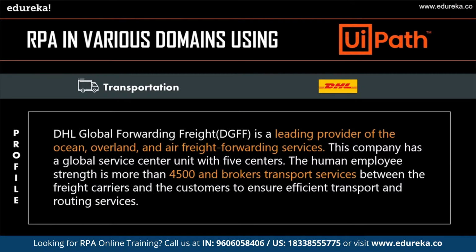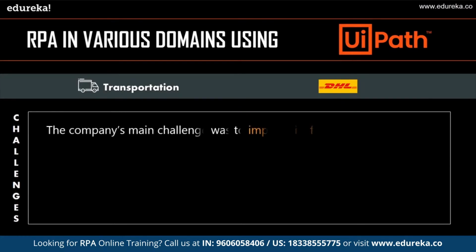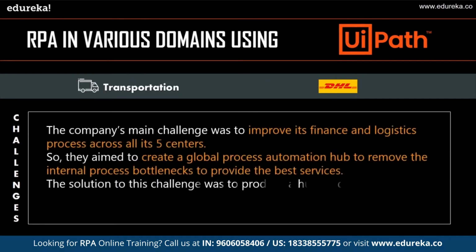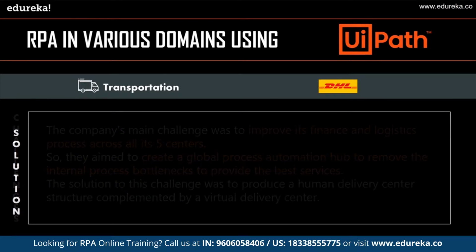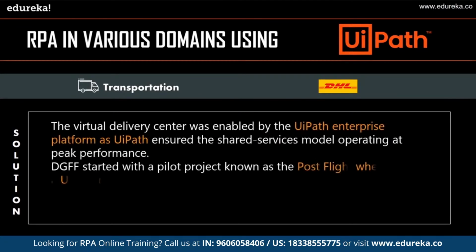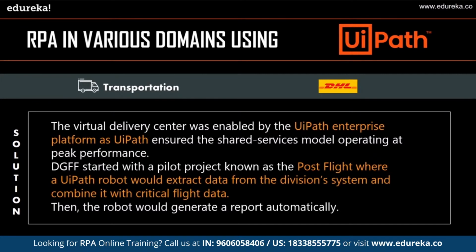and routing services. Now, the company's main challenge was to improve its finance and logistic processes across all its 5 centers. So, they aimed to create a global process automation hub to remove the internal process bottlenecks to provide the best services. The solution to this challenge was to come up with a human delivery center structure complemented by a virtual delivery center. So, to enable the virtual delivery center, the company chose UiPath's enterprise platform as UiPath ensured the shared services model operating at peak performance.